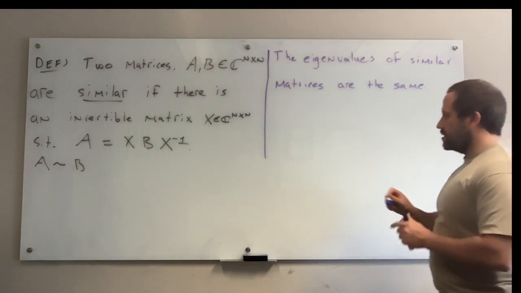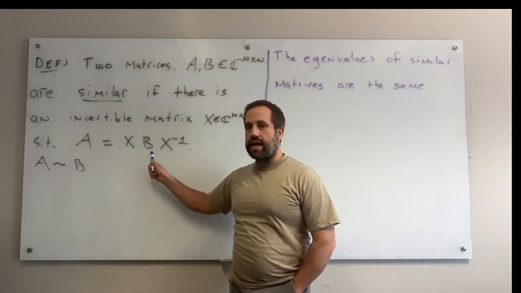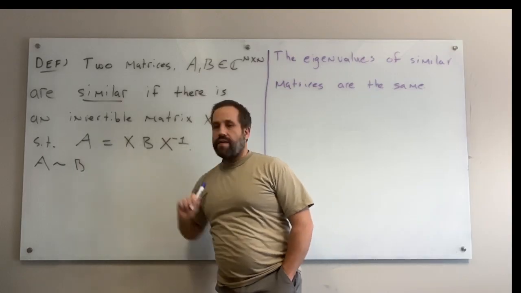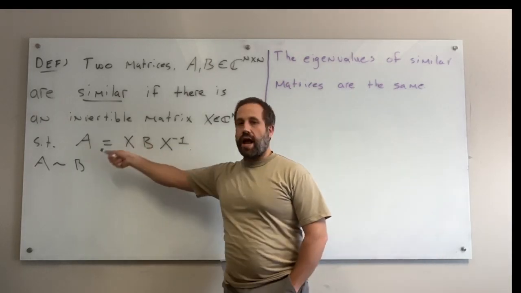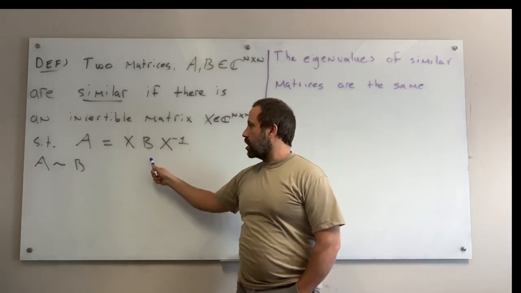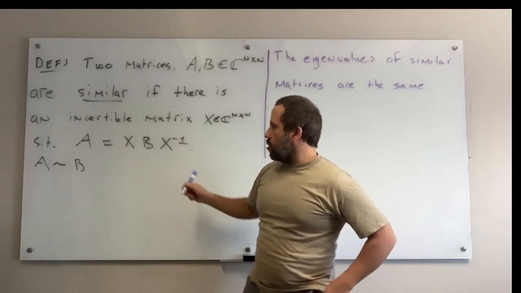I'm going to show that if lambda is an eigenvalue of B, then it's an eigenvalue of A. So this shows that any eigenvalue of B is an eigenvalue of A. So the spectrum of B is contained in the spectrum of A. But then notice what we can do.